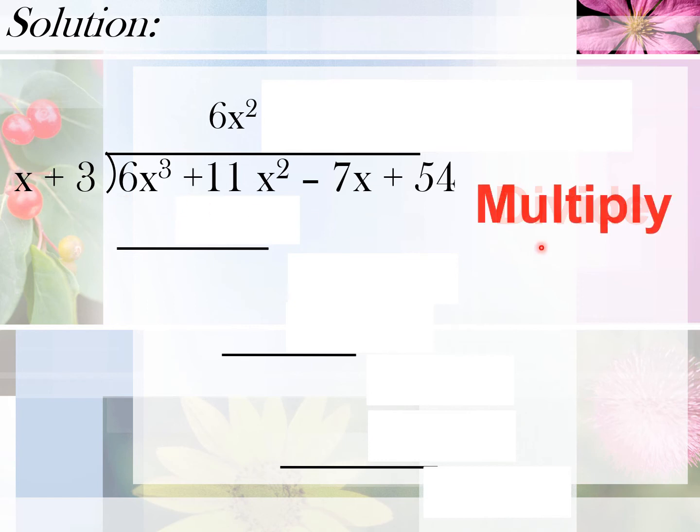And then, proceed tayo sa multiplication. So, distribute lang natin. 6x squared times x, that is equal to 6x cubed. Dahil 6 times 1 is 6. 2 plus 1 is 3. Then, 6x squared times 3, that is equal to 18x squared. 6 times 3 is 18, x squared times 1, dahil wala namang variable dito, so that is x squared.